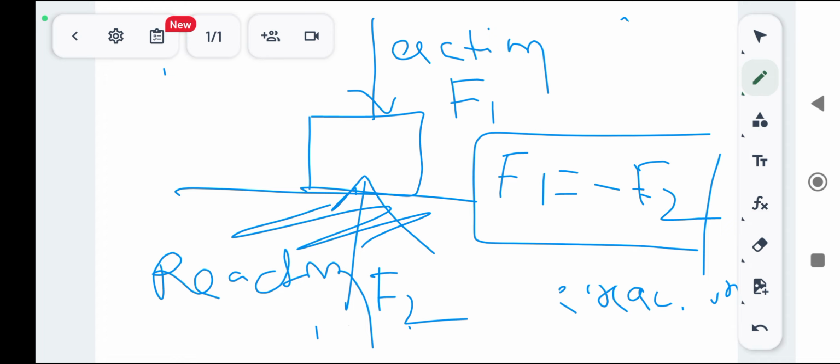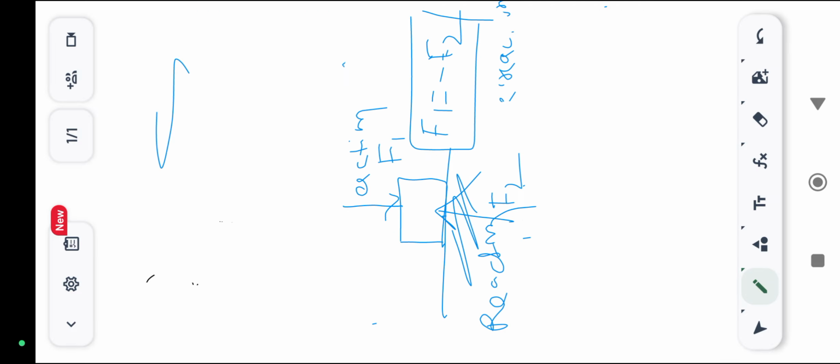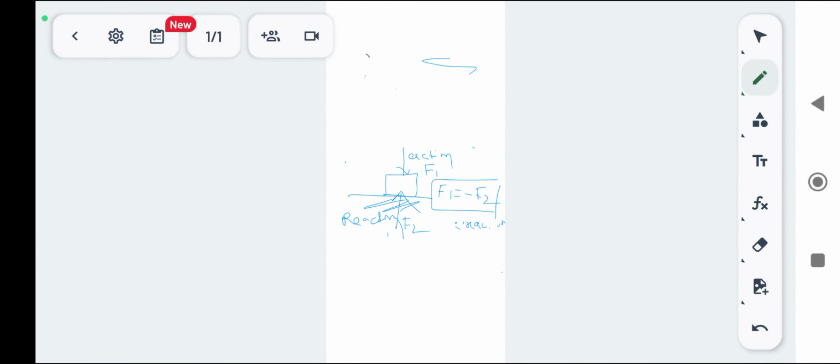According to Newton's third law, for every action there is an equal and opposite reaction.